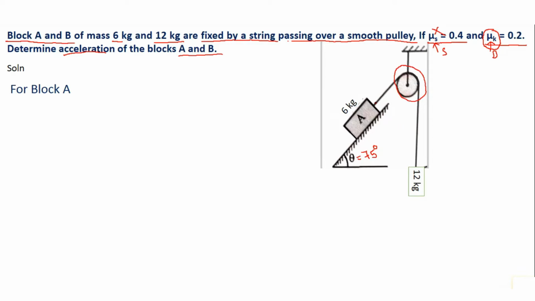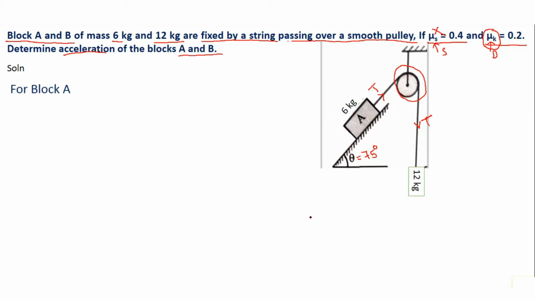Let us assume that the tension in the cable passing through A is T. Now, if the tension in the cable is T and the cable is passing over a smooth pulley, the tension on this side also will be T. That means the entire tension in the string will be the same, T. After doing all this, let us start with our steps of drawing the free body diagram.